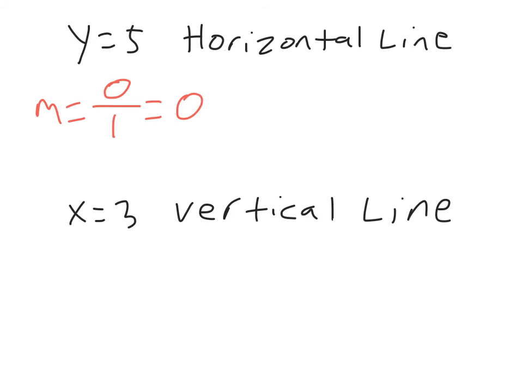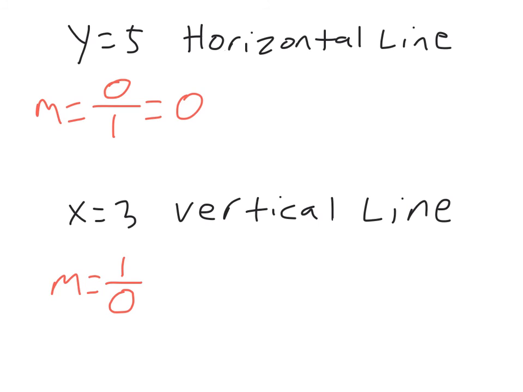So our slope, this time it goes up and down plenty. So we'll say it goes up 1. Again, that number doesn't matter. But then it doesn't go over at all. It stays vertical. It doesn't go left or right at all. So that means the bottom number is 0.